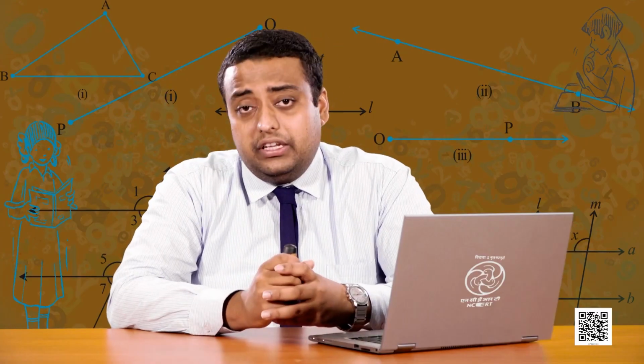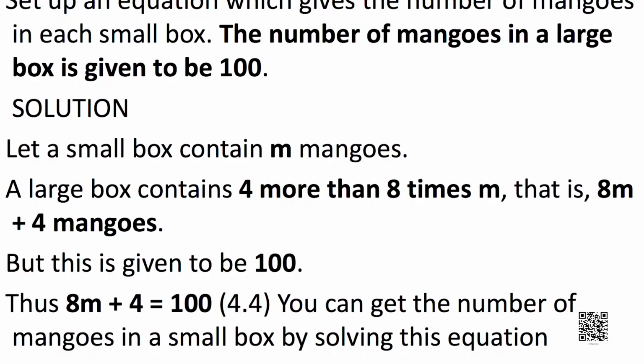The solution for this example is, let a small box contain m mangoes. A large box contains 4 more than 8 times m. That will be 8m plus 4 mangoes. But this is given to be 100. Thus, 8m plus 4 is equal to 100. Now you can get the number of mangoes in a small box by solving this equation.